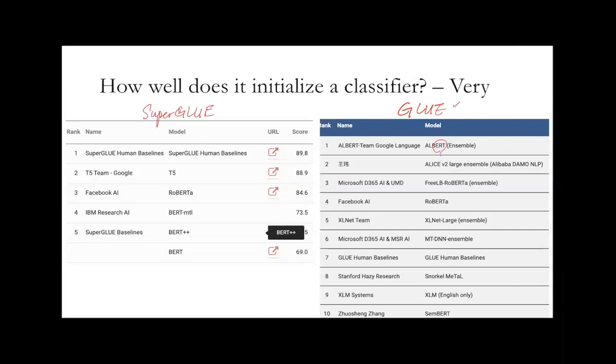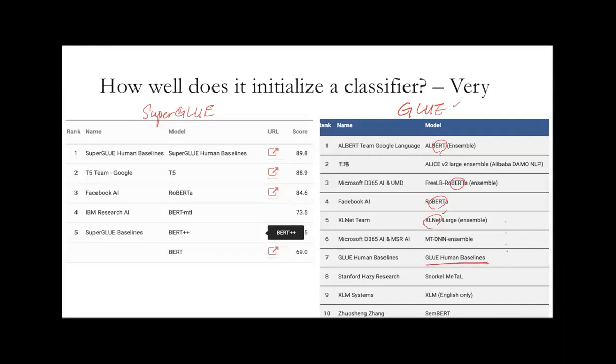So the first ranker uses ALBERT, which is a slight variant of the original BERT. The second ranker, or third ranker, uses RoBERTa, which is another variant of BERT. The fourth one is also RoBERTa, which is a variant of BERT. XLNet could also be considered a bit of a variant of BERT, and then on and on and on. And these are actually all better than human baselines.